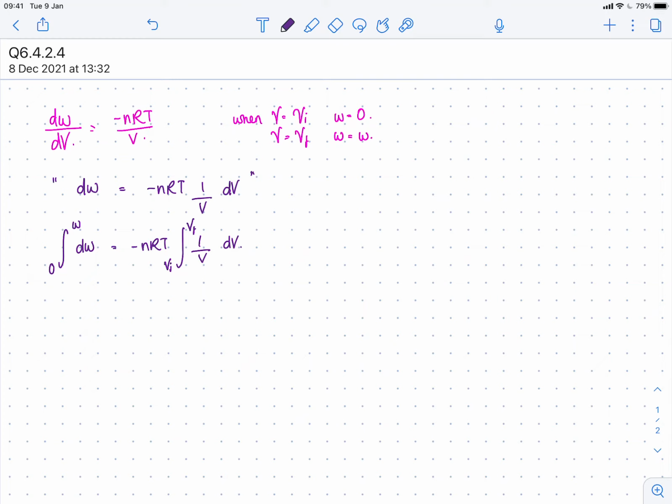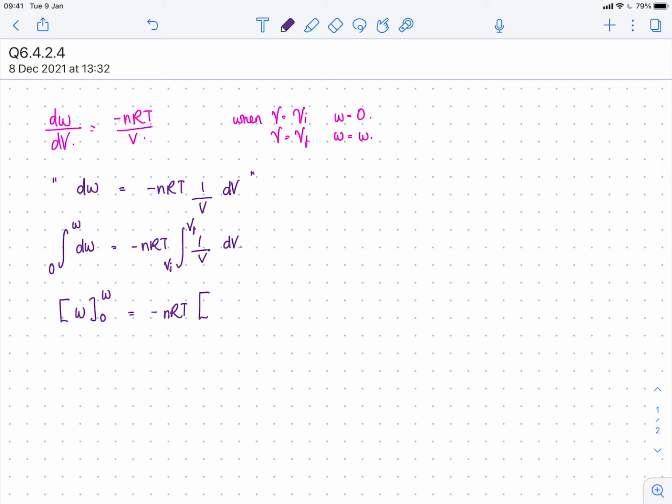So now I can integrate each side in turn. If I integrate dw, it's essentially saying I'm integrating 1 with respect to w. And so 1 would just become w between 0 and w. Now remember, I don't need to worry about a constant of integration in definite integrals because they would cancel out.